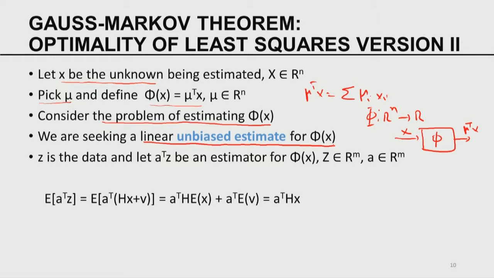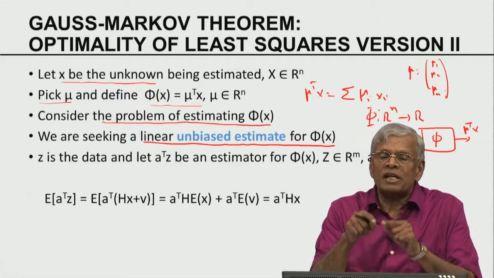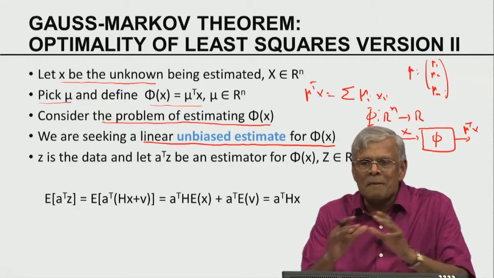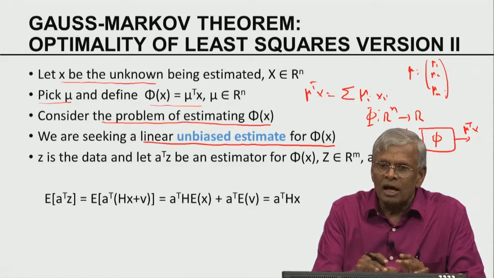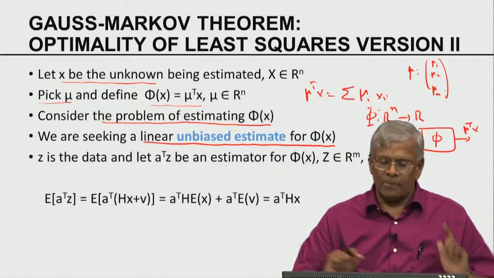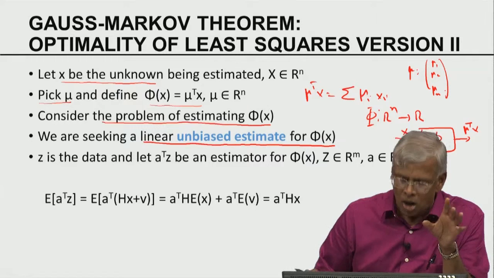Now how is this related to estimating x? Mu is a vector, mu 1, mu 2, up to mu n. Suppose I set mu 1 as 1 and all the other mu's as 0, then mu transpose x becomes x 1. Suppose I pick mu 2 as 1 and everybody else 0, I get x 2, and so on. So if I know how to estimate mu transpose x, I know how to estimate every component of x. If I can estimate every component of x, I can estimate x. Therefore, the problem of estimating x is embedded in the problem of estimating a functional of x. So without loss of generality, let us consider the problem of estimating a linear functional of x. A functional is a mapping from a vector in Rn to R.